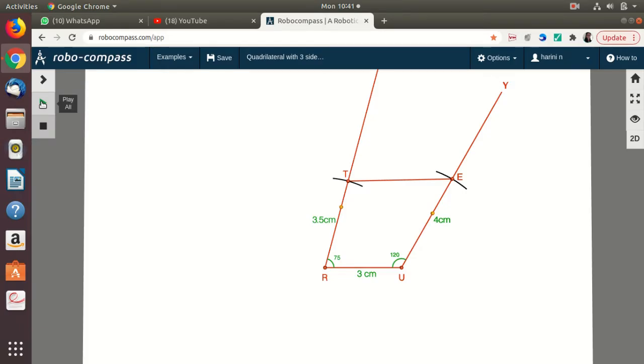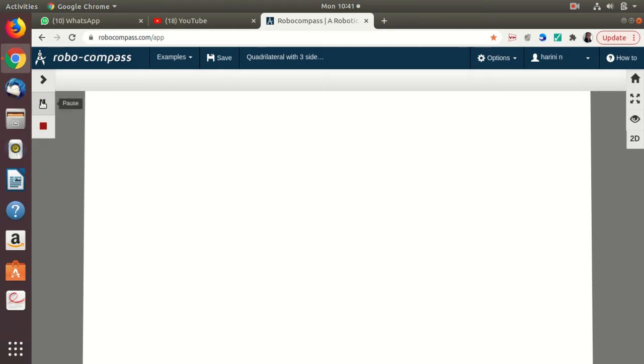Alright. If RT is 3.5, RU is 3, and UE is 4. So these are the three sides given to me. And which are the two angles which are falling within these three sides? It is angle R and angle UEP. RUEP is the required quadrilateral. Right? So once the rough diagram is ready, now we will start with the construction.